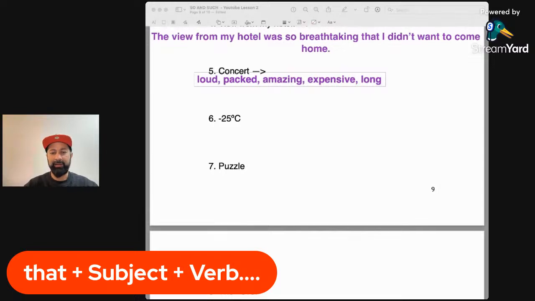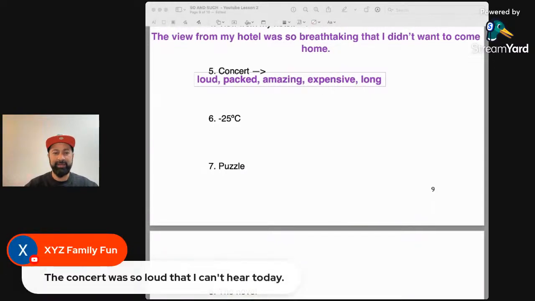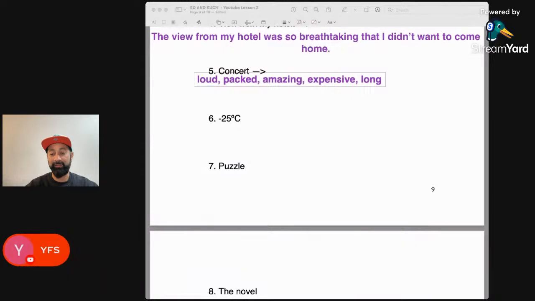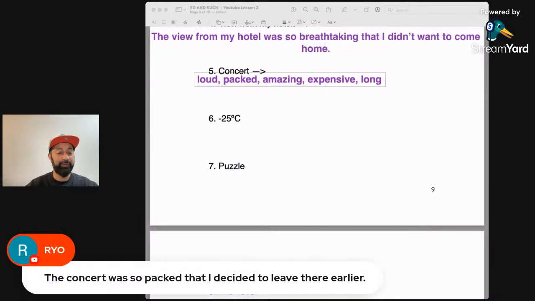Before I answer that, XYZ has given an answer here. The concert was so loud that I can't hear today. Yes, great sentence. YFS says, so many people. Yes, packed means so many people. Good job, YFS. And there we go. The concert was so packed that I decided to leave there early. Yeah, perfect. That's an excellent sentence.